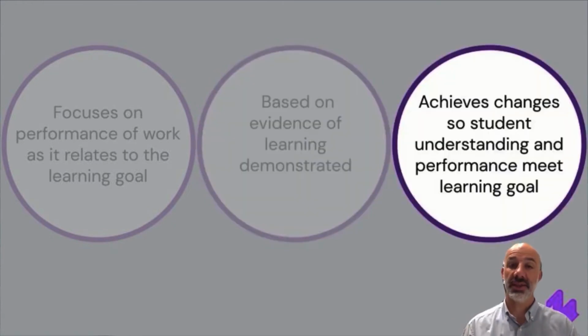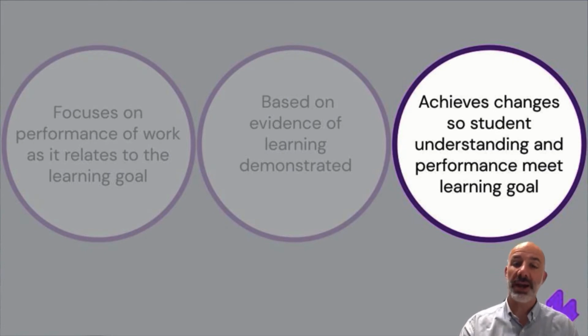The third idea to think about is that the feedback can be impactful when it achieves changes so student understanding and performance meet the learning goal. So if we're creating feedback that cannot be understood by the student, that it's not really accessible to the student for whatever reason, it could be a challenge with the vocabulary that we're providing or the way that we're providing the feedback, and we'll get more into that later. But if the student cannot change the structure of their work, the condition of their work, or the outcome or the output that they're creating, then it will have little impact.